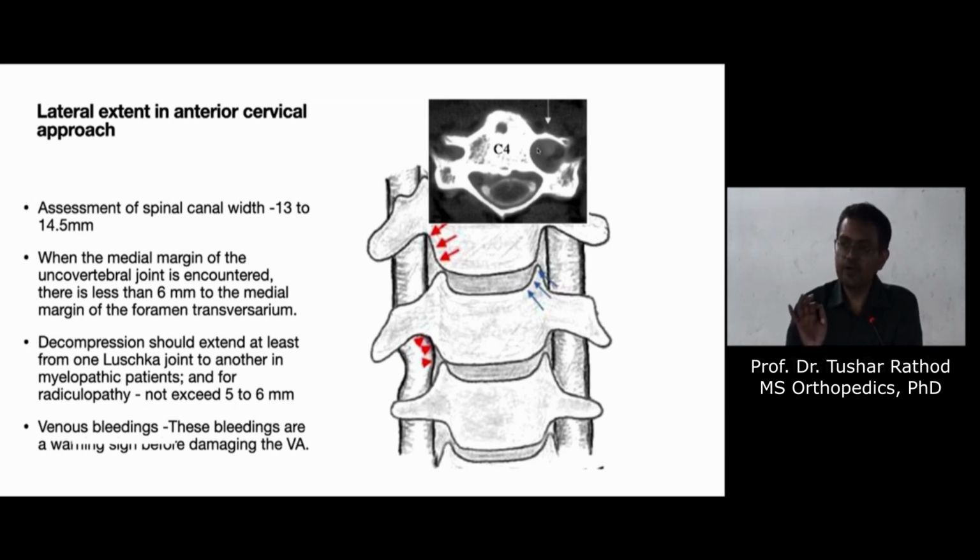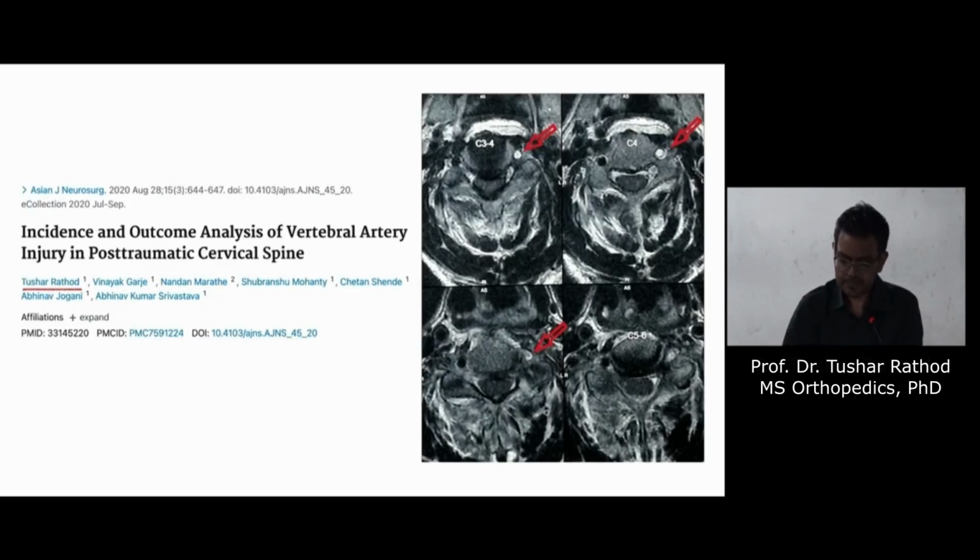Another thing: if you have done the corpectomy and, as you start going laterally, you get venous bleeding, that is a surrogate marker that you are very close to the vertebral artery, and that will be the first step before you injure it. So the moment you start getting significant venous bleeding, just stop in that area.